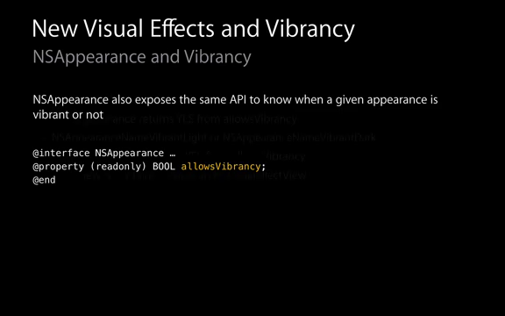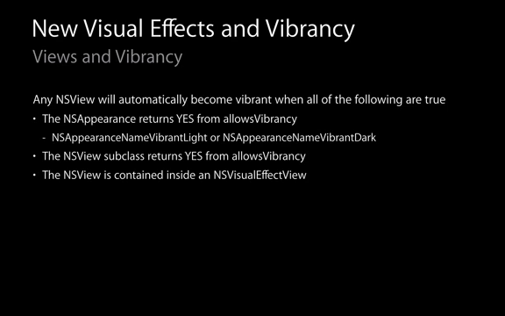But what this gives us is it gives us a recipe to let you know when a particular view is going to be vibrant. Any view will be vibrant if all these conditions up here are true. The appearance has to say yes from allowsVibrancy, which means currently that it's the vibrant light or vibrant dark appearance. Your view subclass has to override allowsVibrancy and say yes. That view is expressing that it can be vibrant. And that view has to be inside of a visual effect view. The visual effect view is sort of the glue that binds it all together. If it's not contained inside of a visual effect view, vibrancy will not work. So when all these conditions are met, your control will become vibrant.